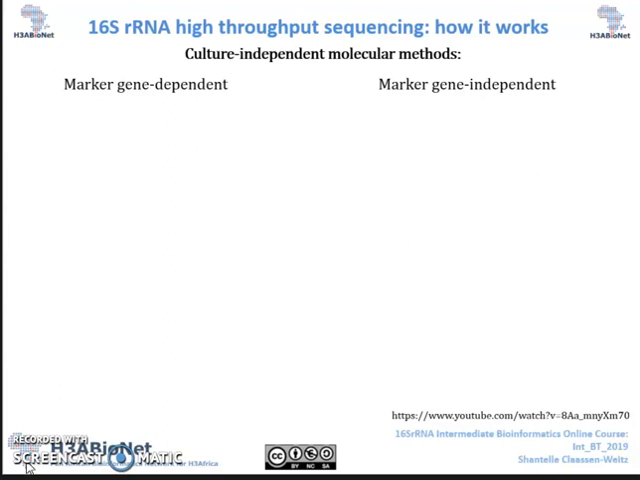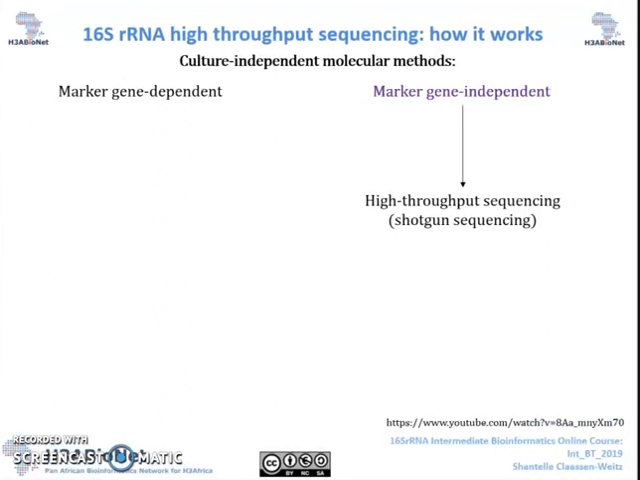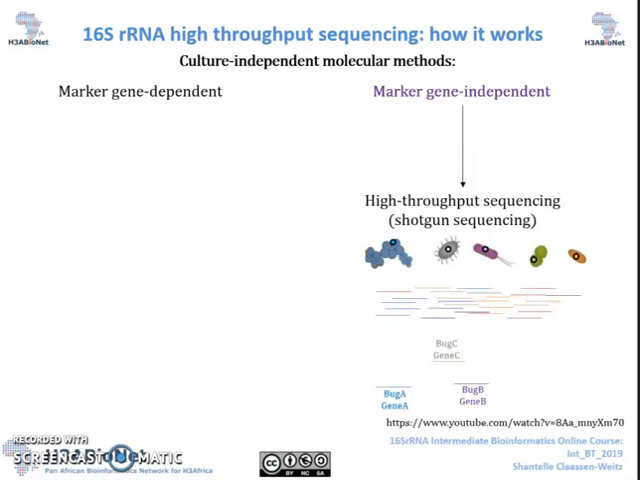There are marker gene-dependent and marker gene-independent approaches. Marker gene-independent approaches, where we use high-throughput sequencing to perform what we call shotgun sequencing, is where DNA is extracted from a specimen and sequenced without PCR amplification of a marker gene. So essentially, you will be generating all microbial information, may it be bacterial, viral, fungal, etc., from a specimen. The major limitation to this technique, of course, is its cost.